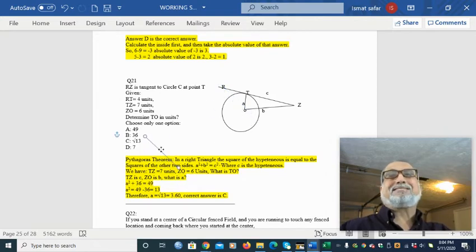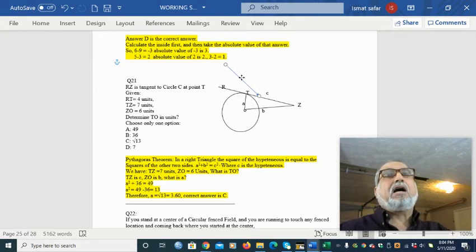In the Pythagoras theorem, we have a square plus b square equals c square. The square of this side plus the square of this side equals the square of this side. So a square plus b square equals c square, that is the Pythagoras theorem.